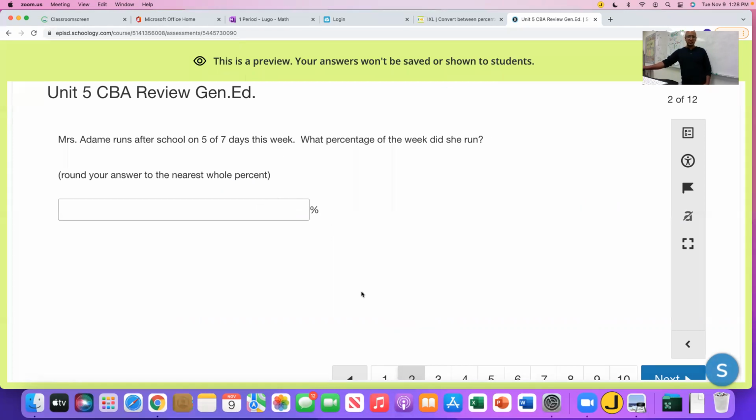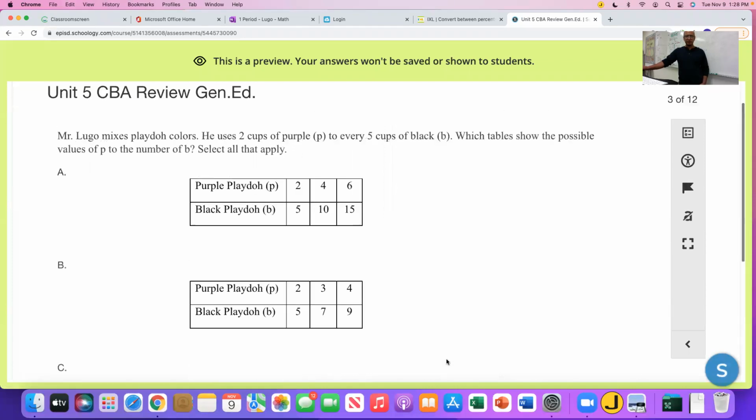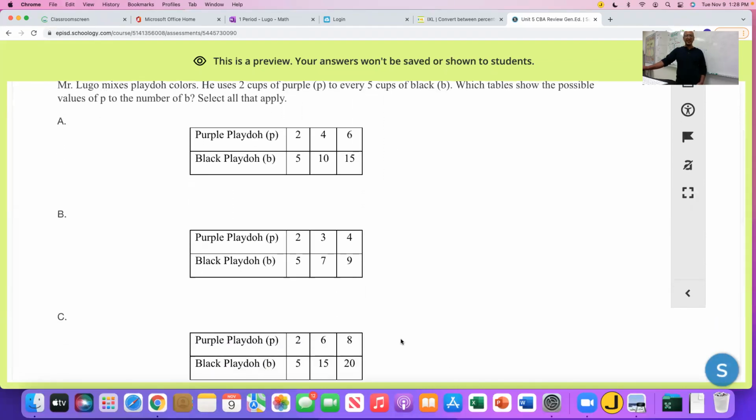All right, let's do the next one. Let's go for number 3. Again, read it and see if you can do it on your own. Now, there's 2 right answers on this one.